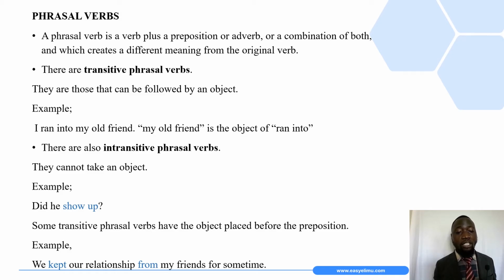Yeah, the preposition that we have in the sentence is from. The verb is kept. So there is the subject we, then the verb kept, then our relationship from my friends. The phrasal verb that we have in this sentence is keep from, which has now been used in past tense. That is now kept from.